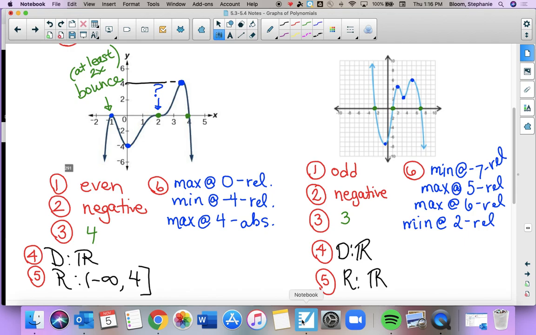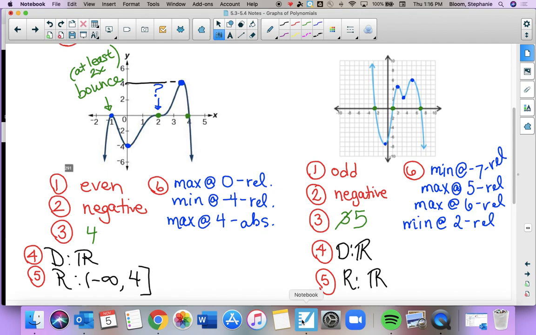Now, let's think for 1 second here. How many turning points do you see? 4 turning points. So, what does the degree have to be? Degree has to be 5, right? Because it turned at the most 4 times.